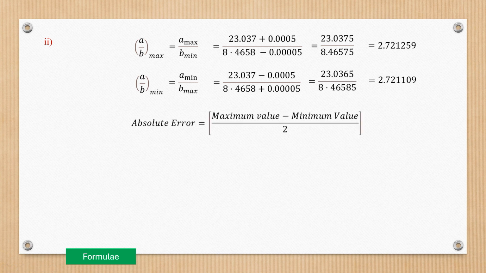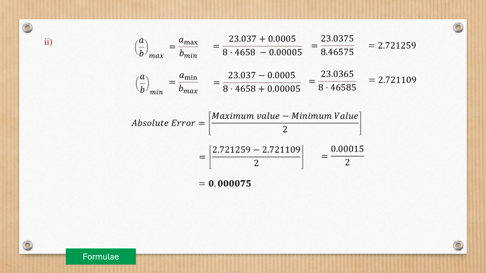So now the absolute error shall be the maximum value minus the minimum value over 2. So the maximum value in the quotient A over B shall be this, and then the minimum value in the positive quotient A over B shall be that. So put them together, divide by 2, and I'll have the answer as 0.000075, and that is the answer.